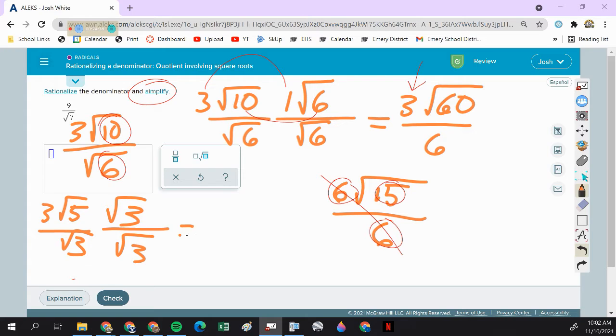So the top becomes 3 square root of 15, and the bottom becomes 3, and then those 3's cancel, and I get root 15. So good eye, Monty. You can simplify to begin with if they share a common factor. You are a genius.